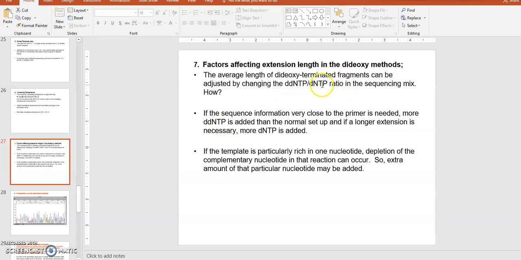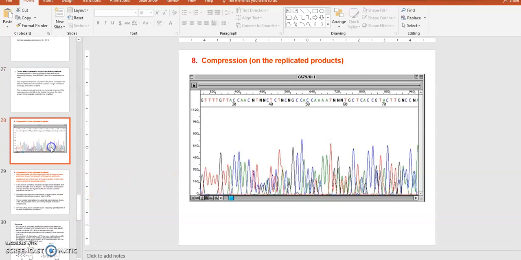The normal ratio between dideoxynucleotide and normal nucleotide is about 1 to every 99, so it's like a 1 to 100 ratio. But you can add more dideoxynucleotide and it will be terminated more frequently. Then it will be easier for you to identify the sequence close to the primer. That's what it means. That makes sense, right? Also, if the template has a unique nucleotide that occurs more frequently, you need to consider that when you add nucleotide, so it doesn't run out during the replication process. That also makes sense, right?